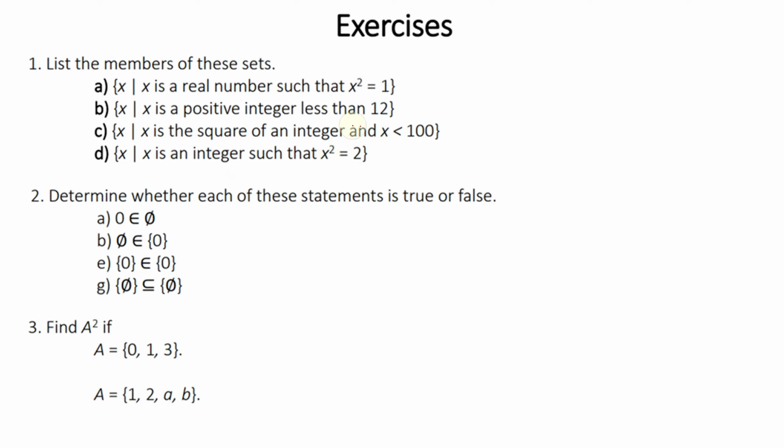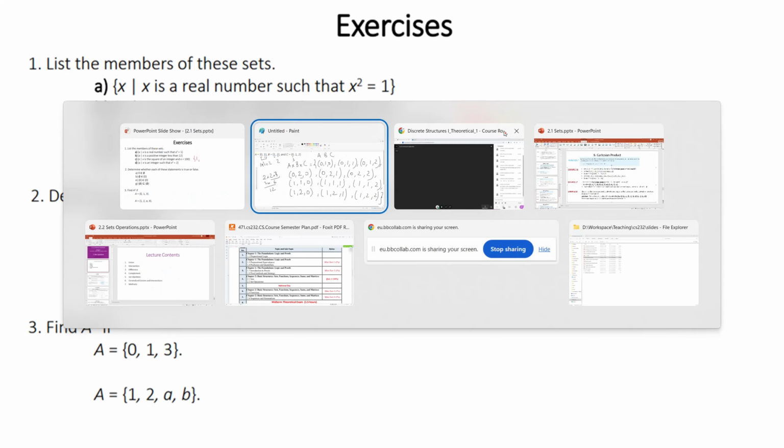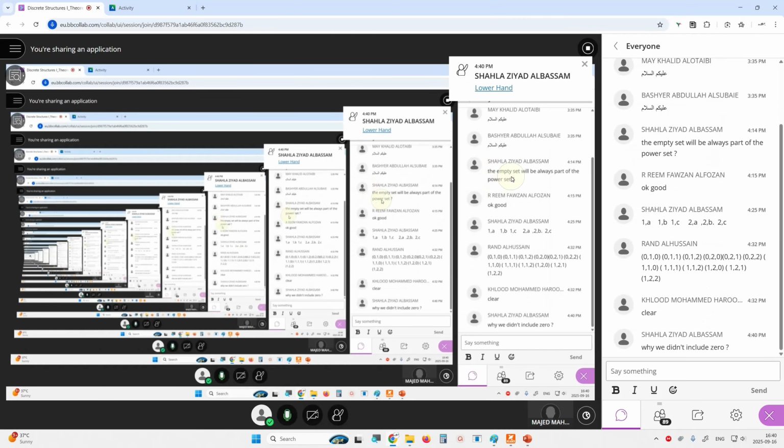Okay, what about this? X is the square of an integer, and x is less than 100. X is the square of an integer, so 1 is the square of an integer. Well, 1 is 1 squared, so yes, 1 is an answer. How about 2? 2 is not a square of an integer. It would have to be the square root of 2, so that's not it. So 1, then 2, no. 3, no. 4, yes.